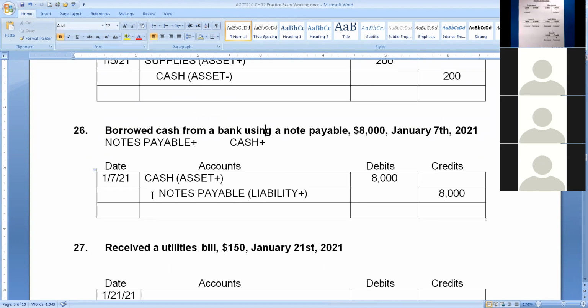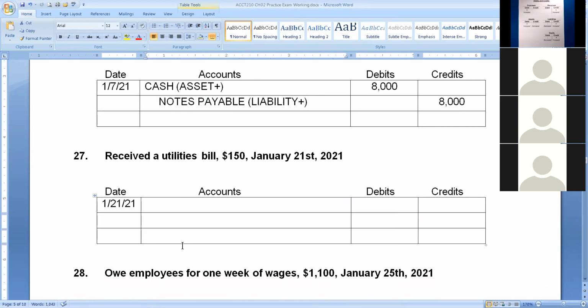All right. Yeah. So the cash is going to go up with a debit. So these are both going up. They're both increasing. Asset side is increasing. The liability and equity side is increasing.